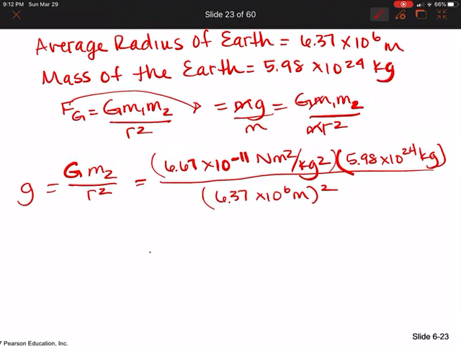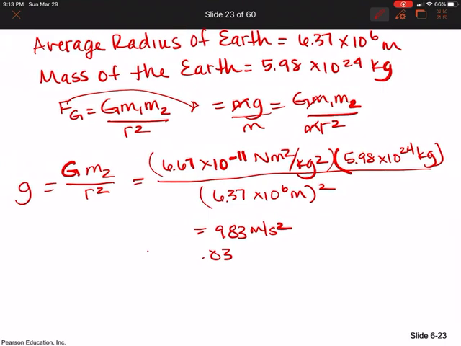So just make sure that you use that big E button, or some calculators have that times 10 to the button, or some of you guys have those crazy fancy calculators that can do all kinds of stuff for you. So anyway, when you solve this, you should get 9.83 meters per second squared. And they're saying that the 0.03 difference is due to the Earth's rotation. But approximately 9.8. And that does depend on where you are on the Earth. At the poles, it's slightly different.